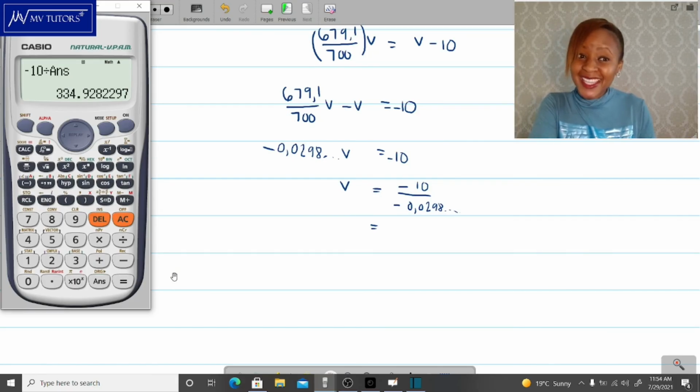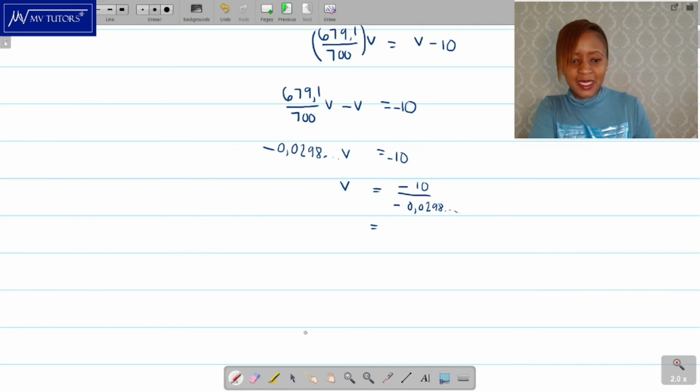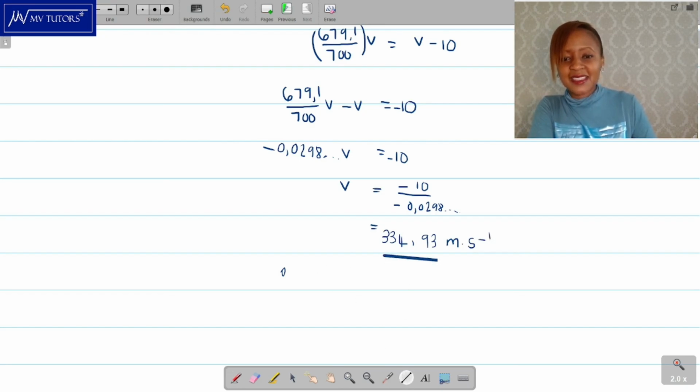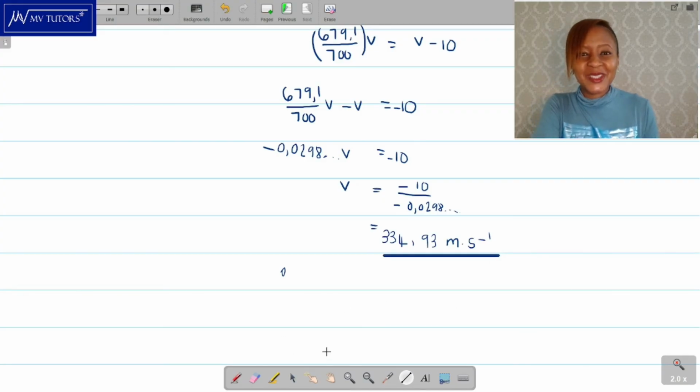So it's not exactly 340, but we can see it's quite close. 334,93. So there it is. 334,93, and that is meters per second. And that is our final answer. So yeah, that is it with question 6.